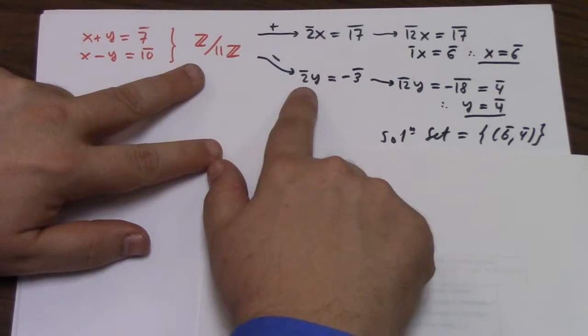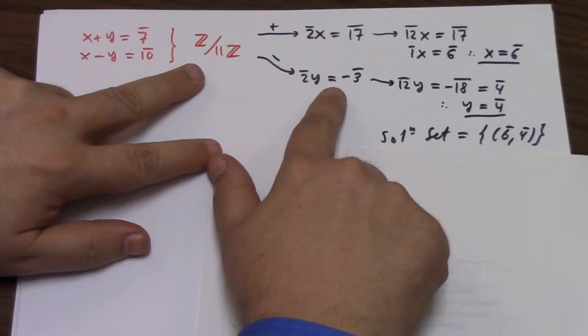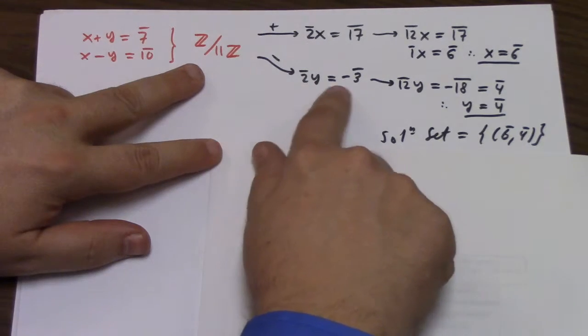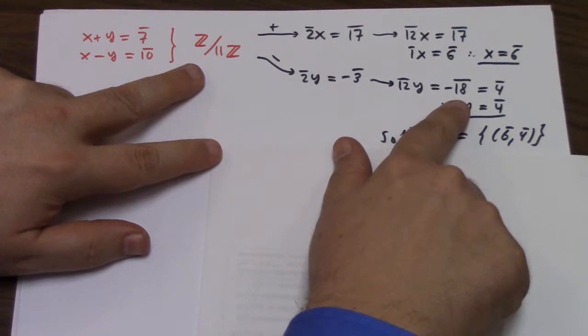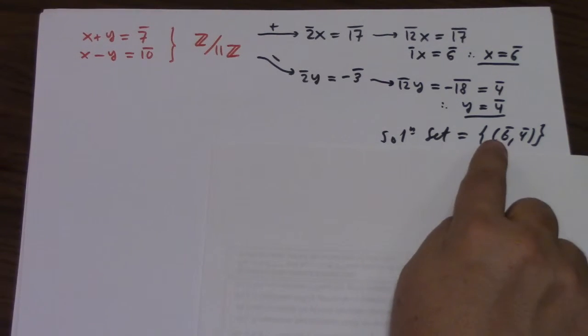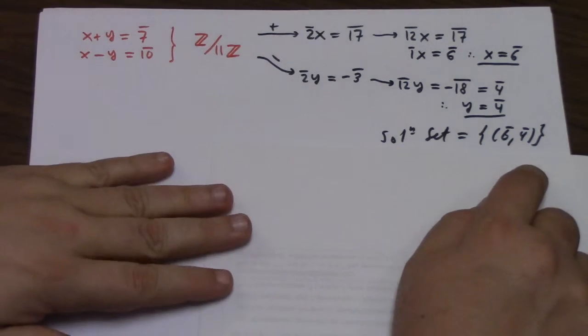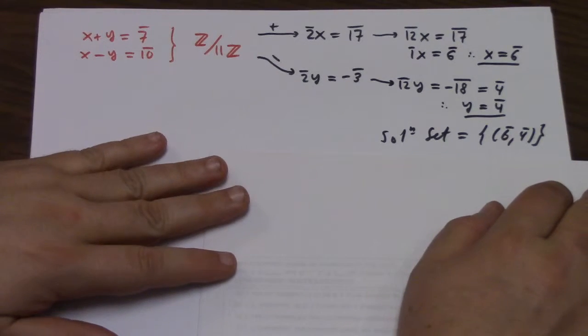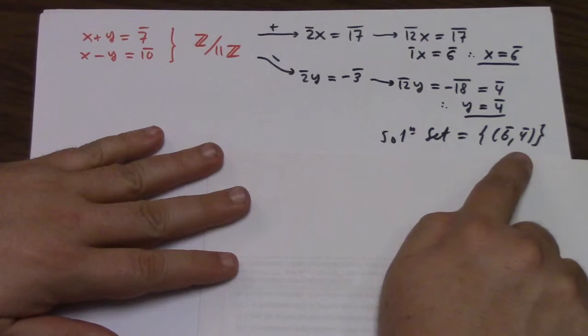Likewise, subtracting the equations gives me 2y bar is equal to minus 3. Again, I multiply by 6, so I get this equals minus 18. Minus 18, add 22, you get 4. And so there we have y is equal to 4 bar. And the solution set is this rather boring singleton. It's just 6 bar comma 4 bar.